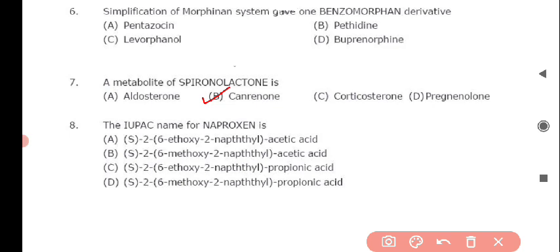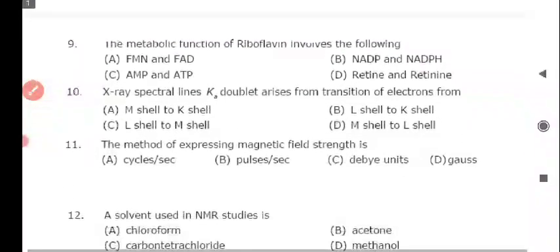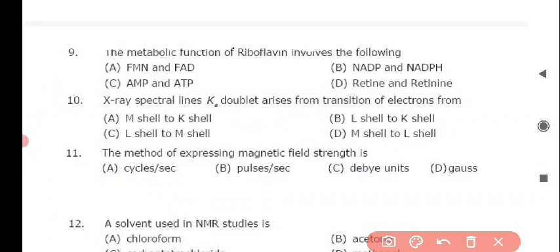Next question, the IUPAC name for naproxen is, and the correct answer is option D, S-2-(6-methoxy-2-naphthyl) propionic acid. The next question is the metabolic function of riboflavin involves the following. The correct answer is option A, FMN and FAD.